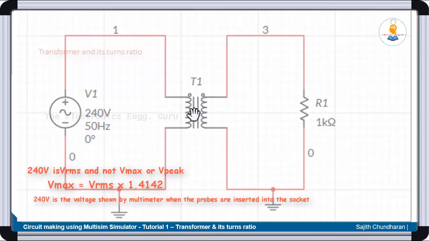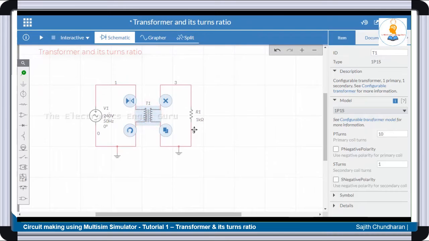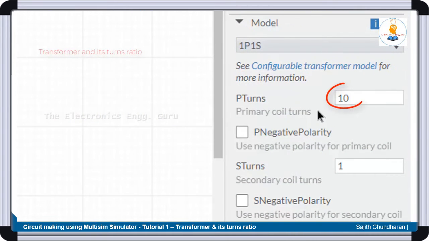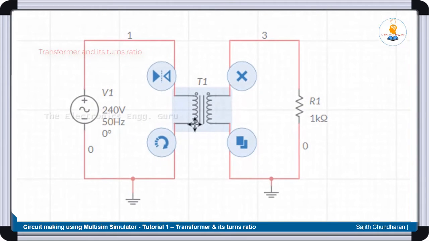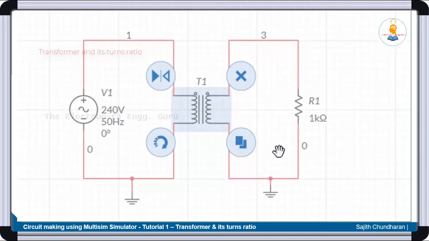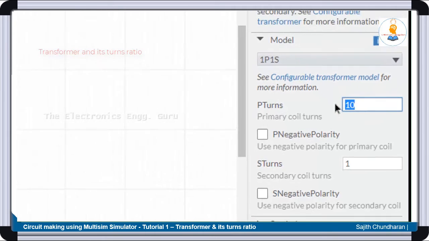Now coming to the transformer. Let me click on the transformer. When I double click on the transformer, you can see on the right hand side again primary turns, secondary turns comes into picture. What is this all about? It is the number of turns you can see over here, which is there for the primary, and the number of turns for the secondary. You can change that. Now presently it is 10:1. You can change that for, let it be 1:3.